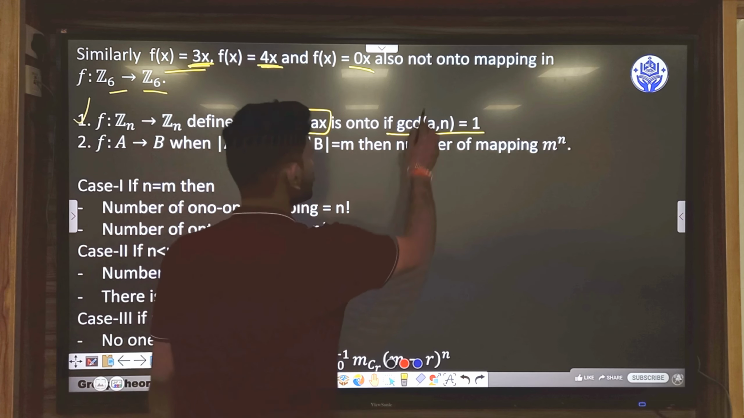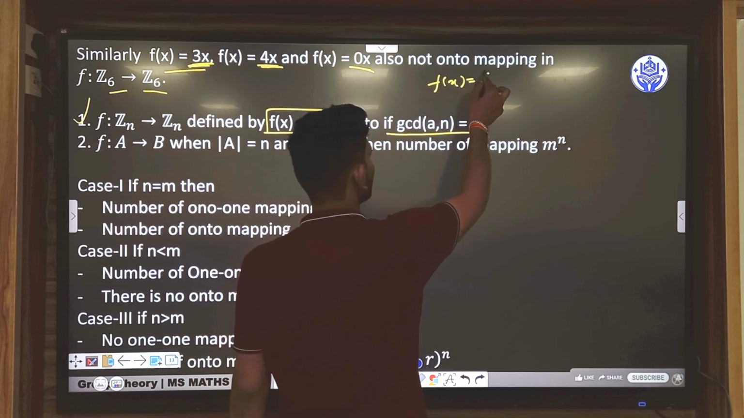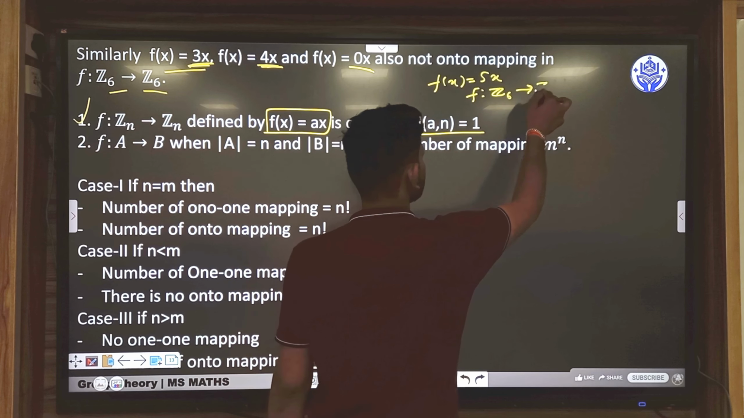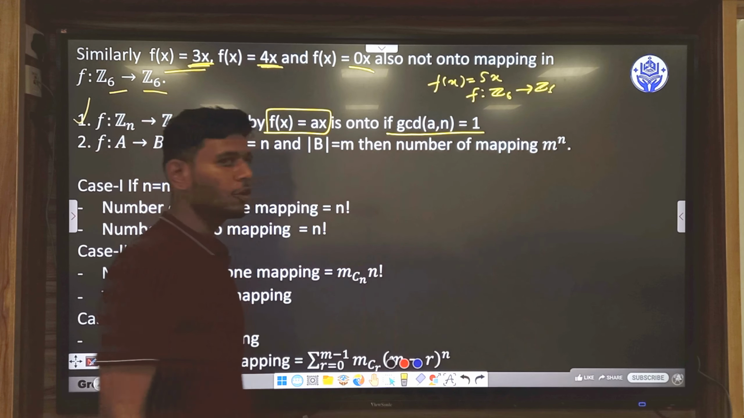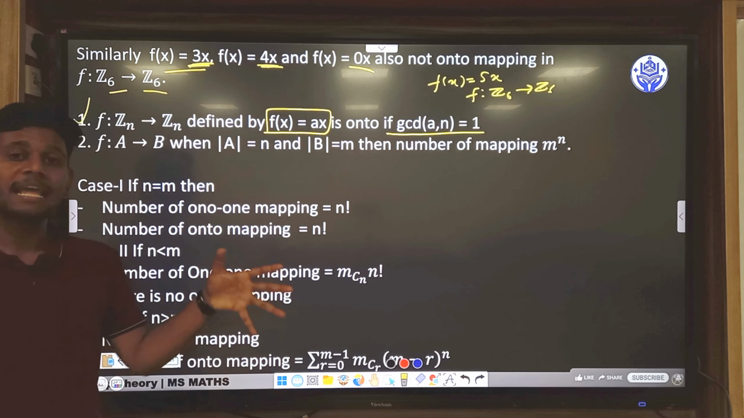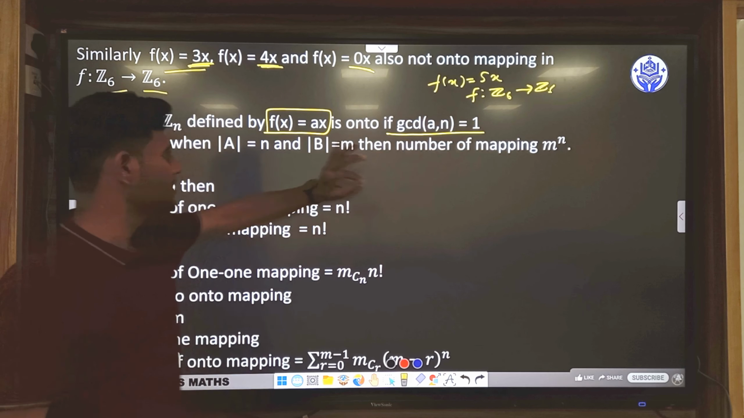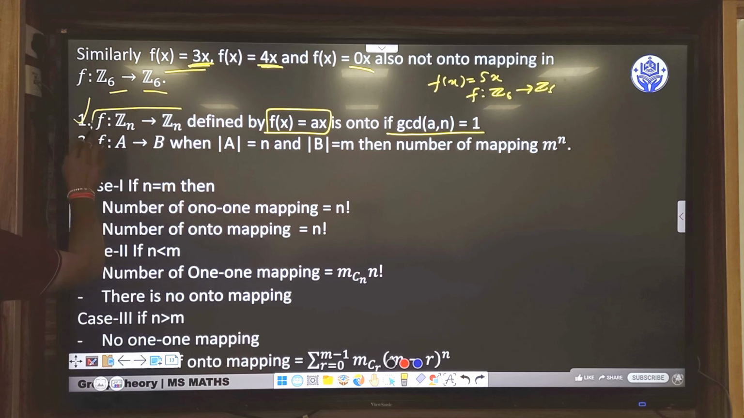Now if I take f of x equal to 5x, with f from Z6 to Z6, is it onto? Yes. As well as it is a 1-1 function, because GCD is 1 in this particular case. This result is only for this kind of function, not for all kinds of functions. The domain and codomain should be Zn.